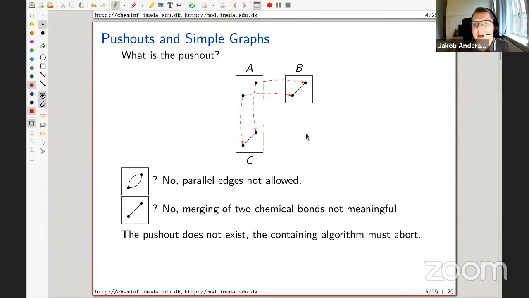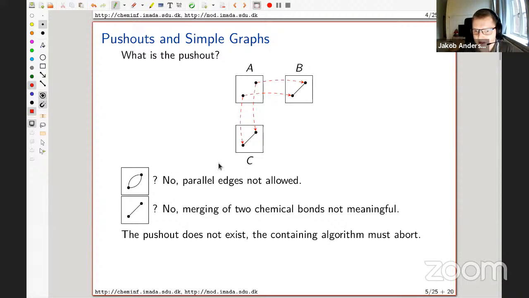The restriction to simple graphs presents us with a bit of a problem in a formal sense. Because what if we have such a pushout here, where we have the base object being just two vertices, and in both of these sides we add an edge. The pushout object, well, we have in some sense three choices. We could create parallel edges, but we don't allow that. Another way of solving it would be to merge these edges in the pushout object.